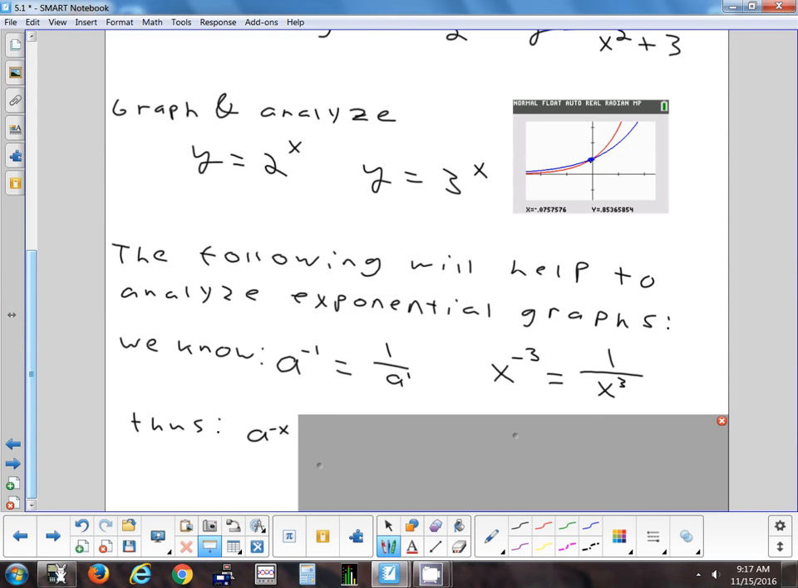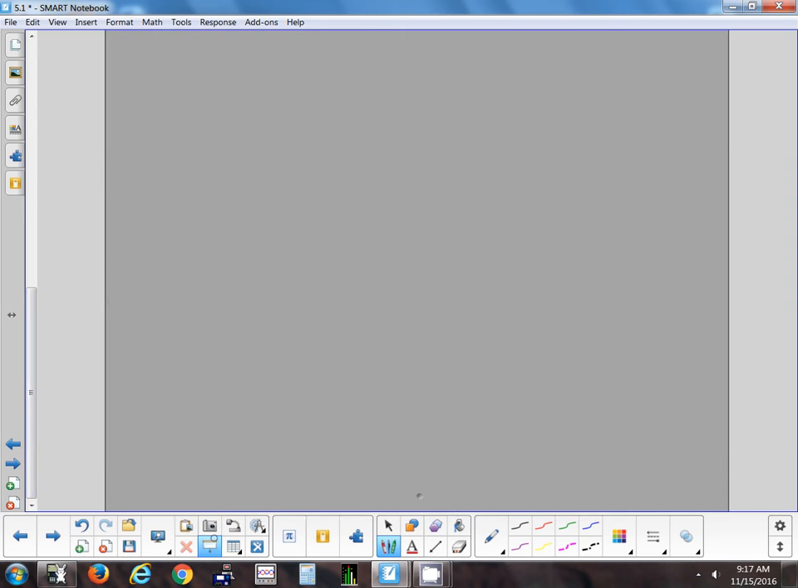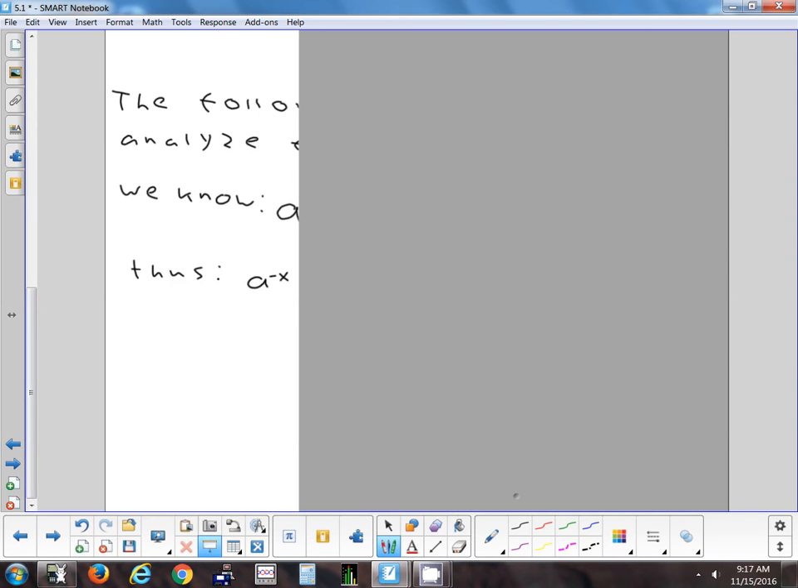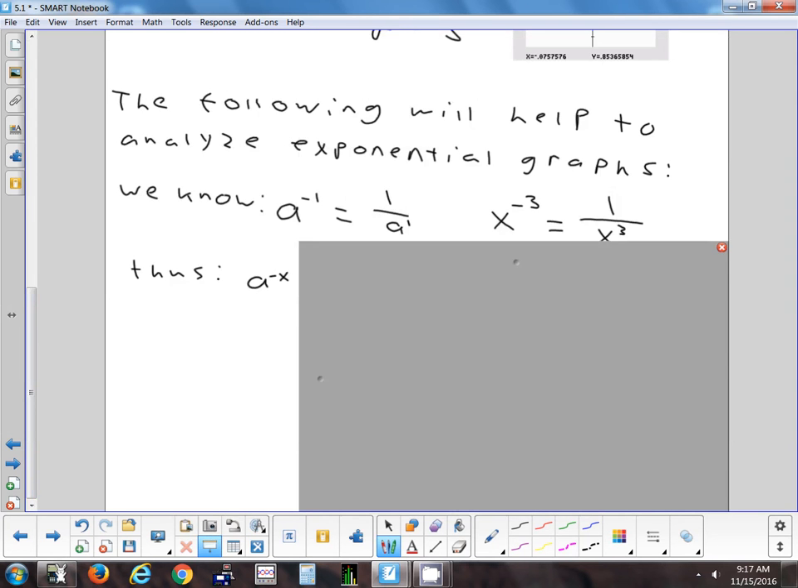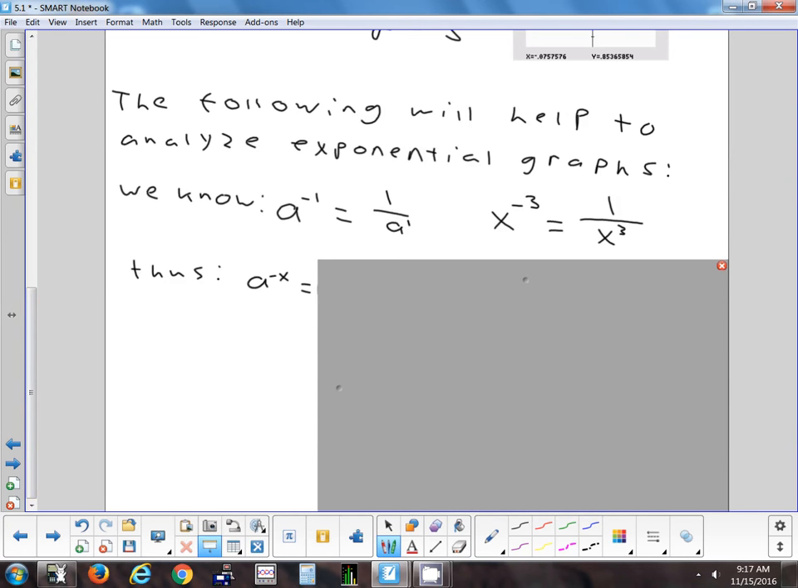All right, so let's think about this one. A to the negative x. What number is in front of the x, but it's invisible? Yeah, there's an invisible 1 in front of that x. So a to the negative x is really a to the negative 1 times x.